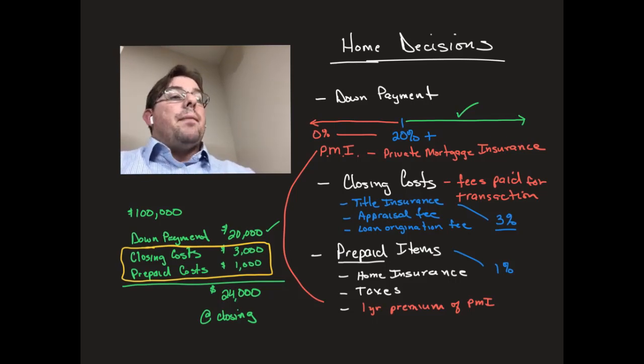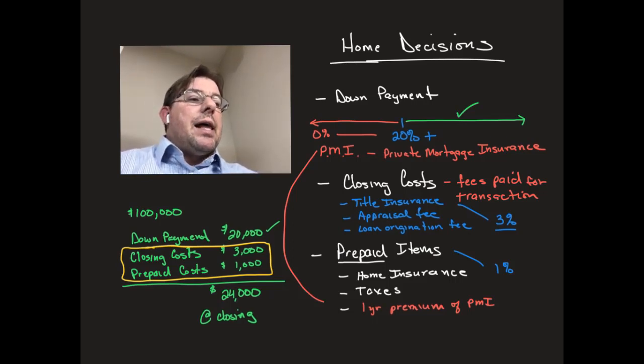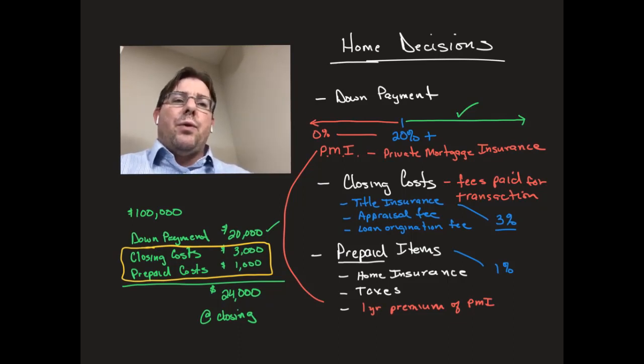So anyways, again, I just wanted to highlight some of the different aspects of the home decision, the down payment, the closing costs, and the prepaid items, just from an overview, how they work. So you can have a little bit of an idea of when you begin to think through this home decision, these are some of the things that you'll want to take into consideration. I hope this is helpful.